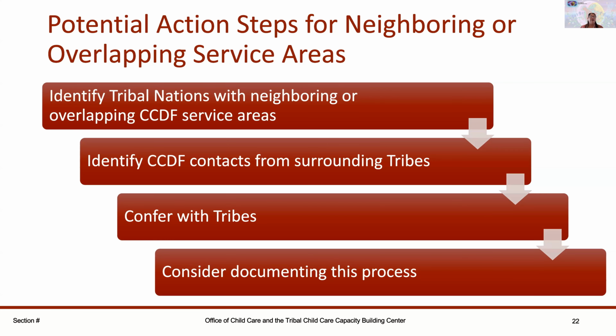So here's an example of the action steps you could take to address overlapping service areas in your child count process. You could identify tribal communities with overlapping service areas. You could identify tribal CCDF contacts from neighboring tribal CCDF grantees, create a formal mechanism to confer with neighboring tribal CCDF grantees regarding overlapping service areas, and develop written policies and procedures to address the process for obtaining the child count and methodology from neighboring tribal grantees.